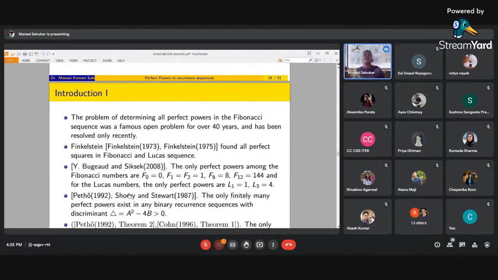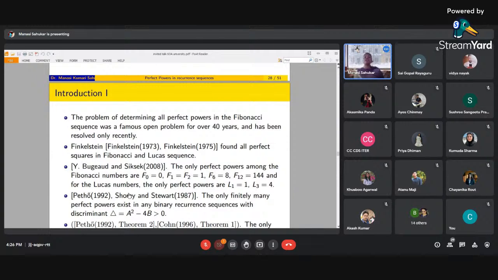Cohn found all perfect squares in the Fibonacci and Lucas sequences. You can say 0 is the trivial one. If you pick F1 and F2, that is 1, which we already know is a trivial perfect power. And if you pick F12, that is 144, and 144 is the square of 12, right? 12 squared is 144. So these are the numbers.